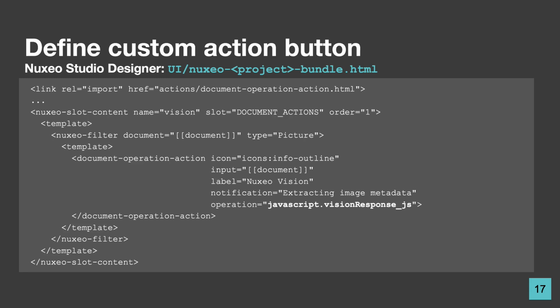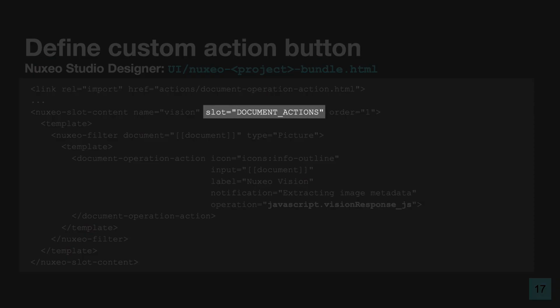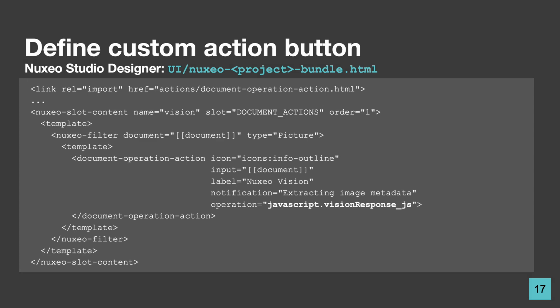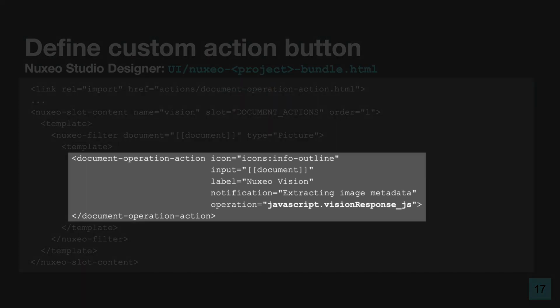We're also defining a custom action button. So this goes into the Nuxeo project bundle file, and the project is based on your studio project name. So we're importing our custom element here, which is document operation action. And then in the slot content, in the document actions, we're specifying a new document operation action, which calls Nuxeo Vision. And then the key one there is the operation is the JavaScript vision response underscore JS, which we previously defined.